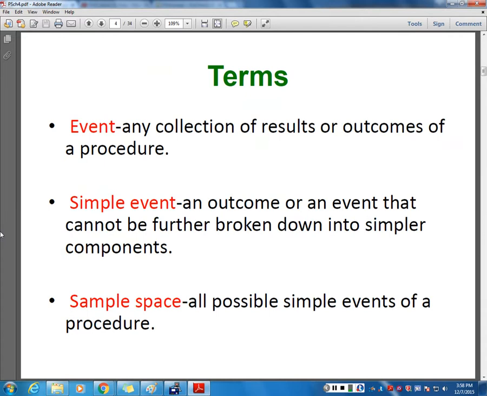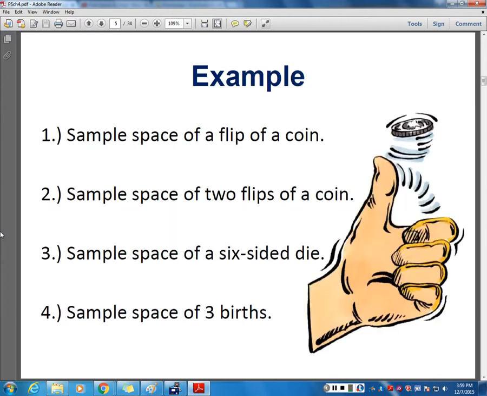Well, here are some more terms that have to do with probability. One of them is an event. An event is any collection of results or outcomes of a procedure. A procedure is something that is done or something that you observe. The event is a result. A simple event cannot be further broken down into simpler components. And the sample space is the set of all possible simple events of a procedure.